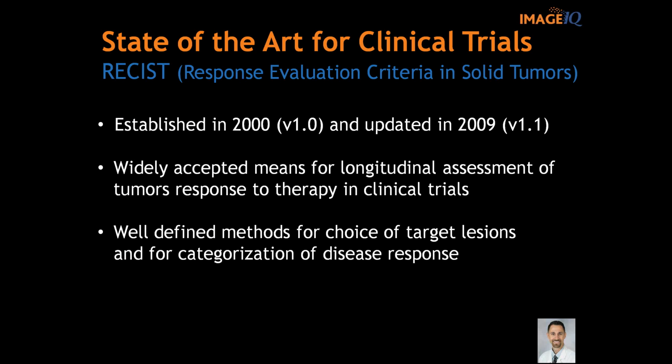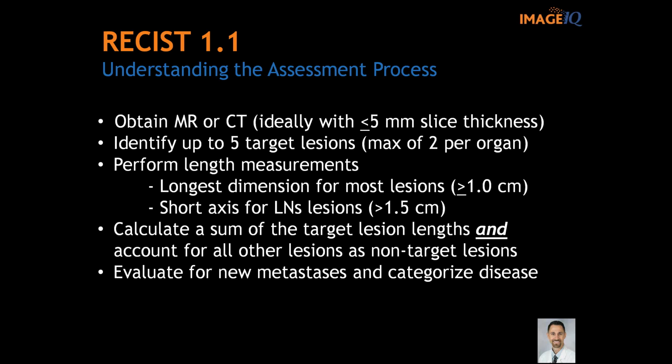So to understand how you do RECIST 1.1, typically you're going to obtain an MRI or CT. It can also include PET-CT, but the main focus is usually CT, ideally with 5 mm slice thickness or less, which is what we would recommend. You're going to identify up to 5 target lesions. That's per RECIST 1.1. You may know that RECIST 1.0 had 10 lesions, but 1.1 has 5, and up to 2 target lesions per organ.